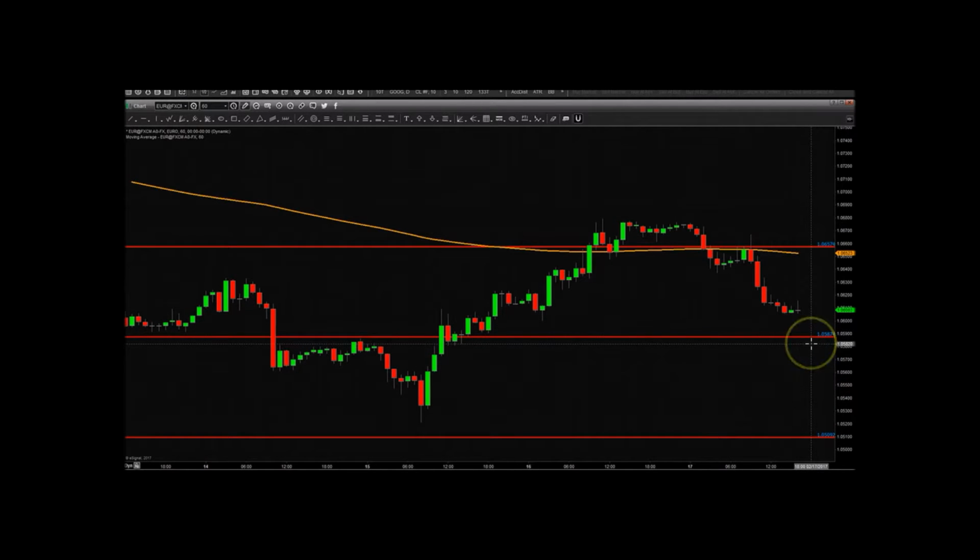Looking at buying at 105.87, maybe selling a bounce to 106.57, buying a break above 106.57 for the euro. Okay, let's keep it going, keep it spicy, keep it pumping here.